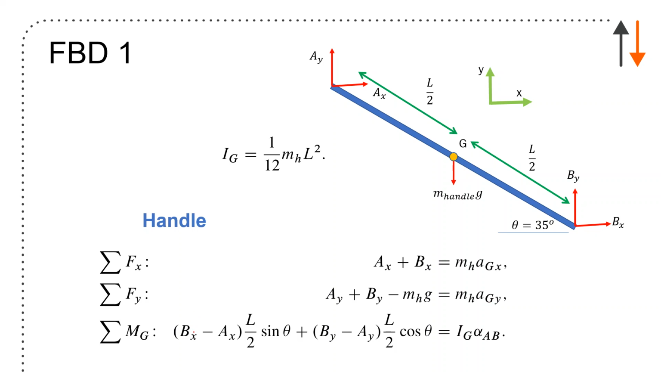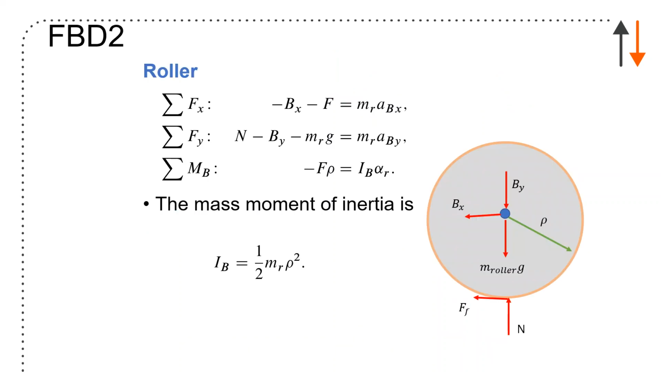Then I have to look at the moments of the two forces. BX is causing a counterclockwise moment, which is positive. AX is causing a clockwise rotation, which is negative: BX minus AX, times L over 2 sine theta. Same thing for BY and AY. AY tries to cause a clockwise moment, and BY tries to cause a counterclockwise moment. So that's positive minus negative, and this equals I_G alpha_AB. And I know what I_G is already, because I've already calculated it, or I know it from definition.